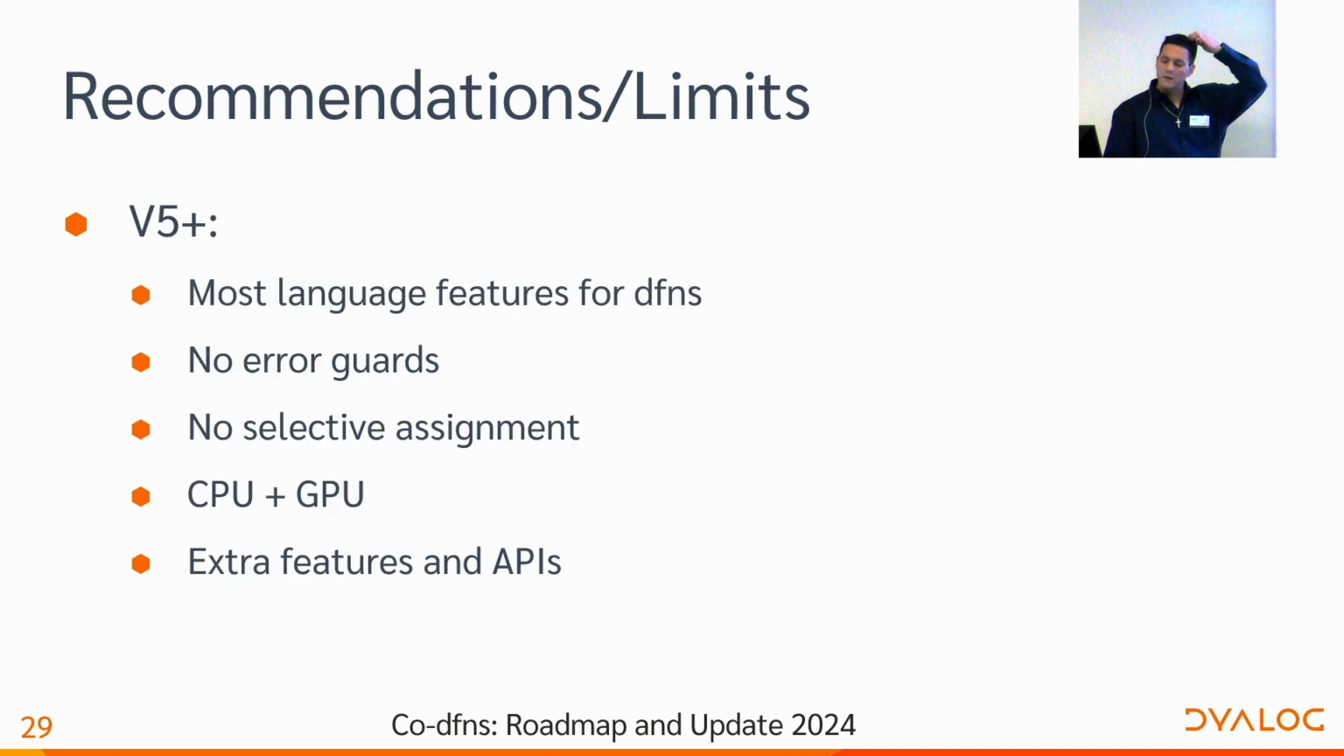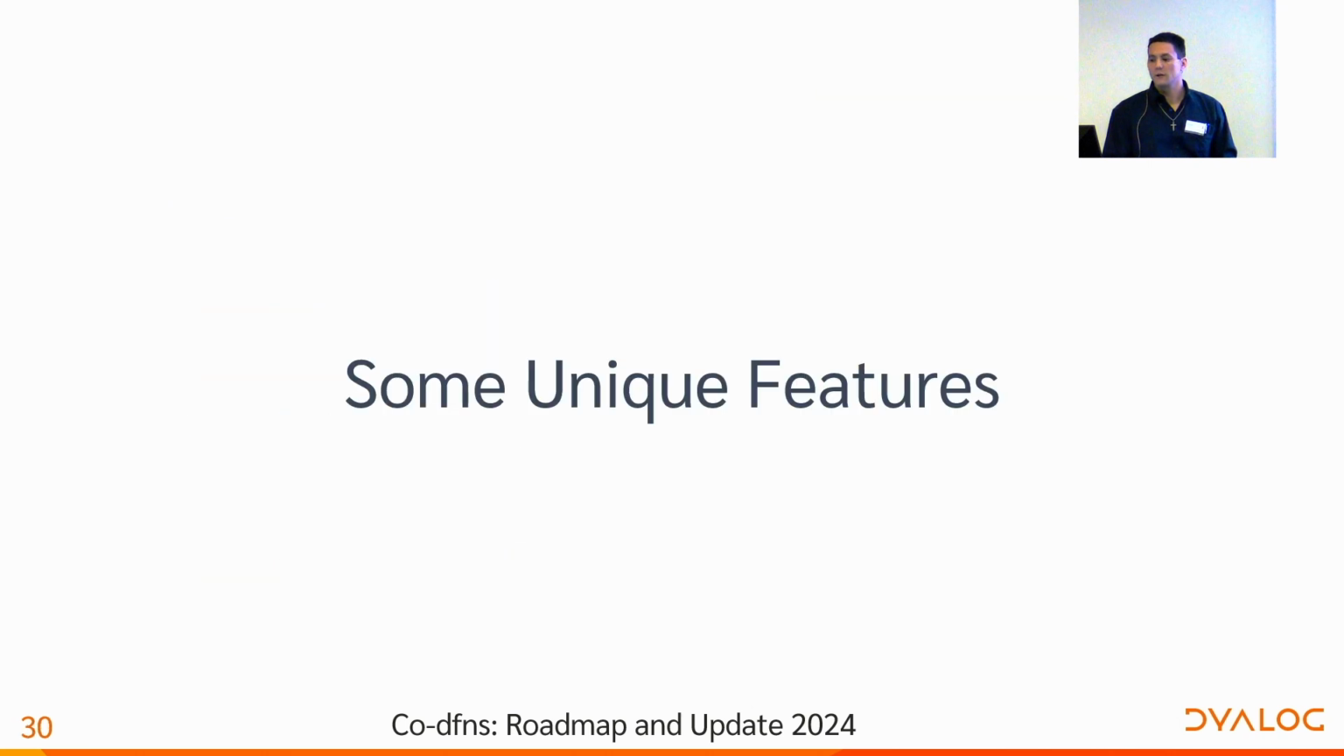Version 5 and above, that's where most of the additional features are going in. If you want to, for instance, mix and match CPU and GPU execution, and get access to extra features and things like that, you kind of have to be on V5 plus. There's no other option. We still do not have, but we intend to implement, error guards and selective assignment. Those are still the biggest missing features in the runtime as it exists right now.